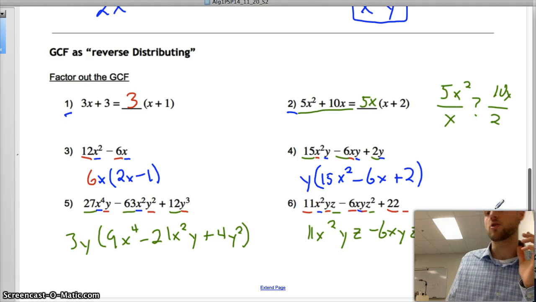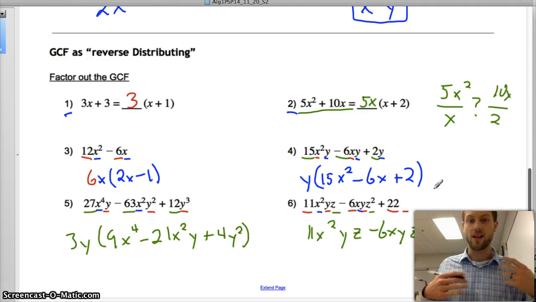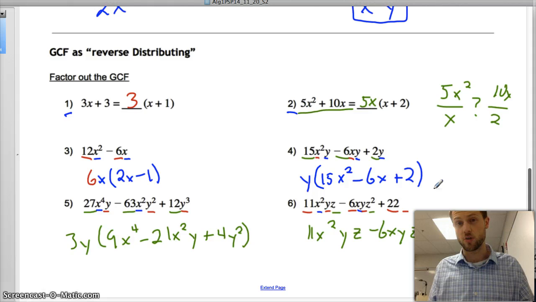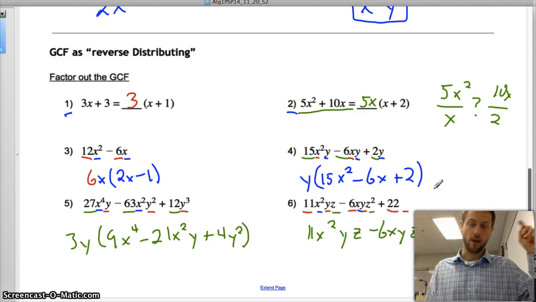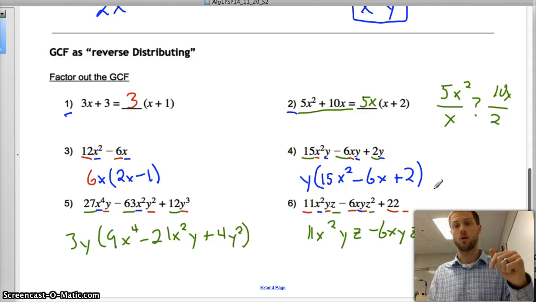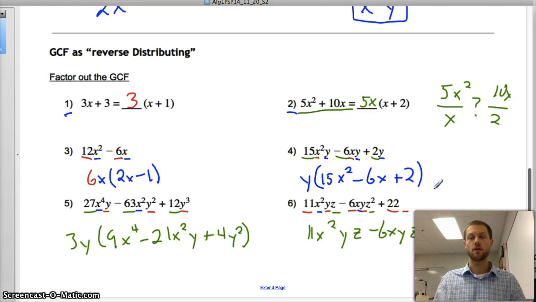So that's how the GCF stuff works. You're going to get a lot of practice with this in that Arlington Algebra homework worksheet that I assigned. And I put a link for that below. So if you don't have it or are looking for it, you can always grab it online there.